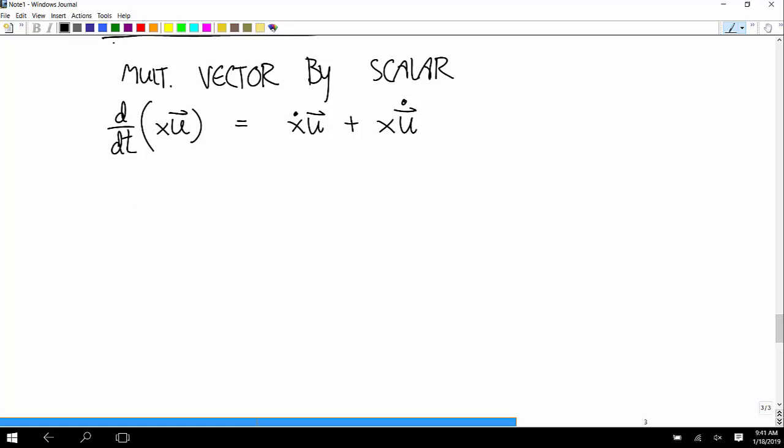So what I'm saying here is, this is an aside, but that's not a smiley face. This is serious. This is also equal to x dot u plus u dot x. Okay, but don't think that way.